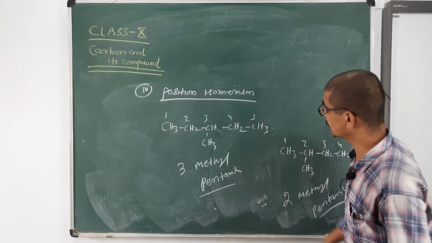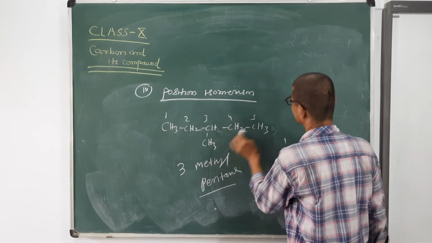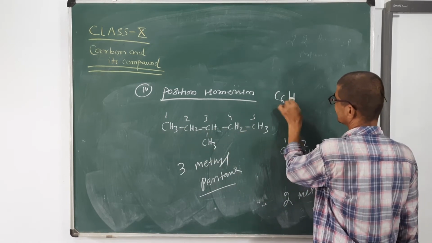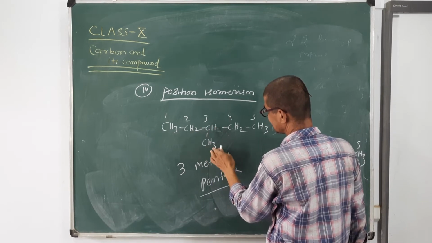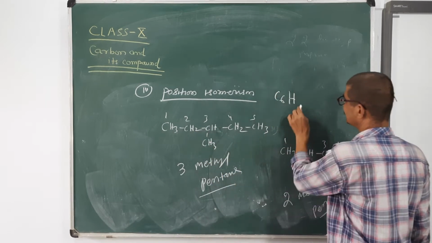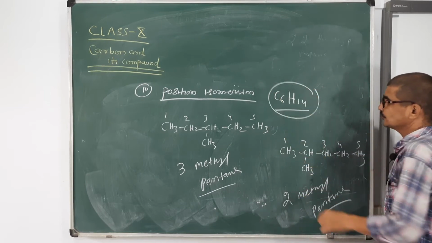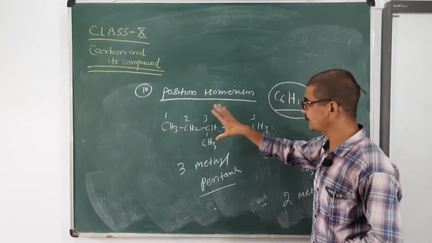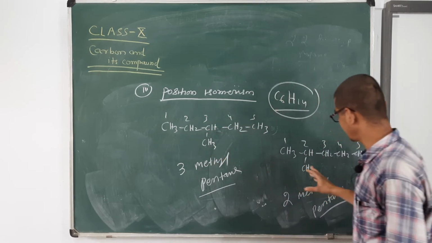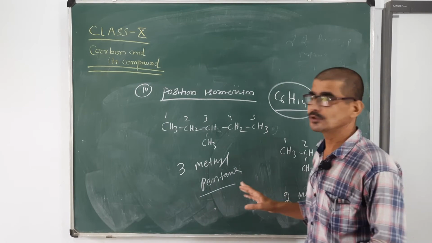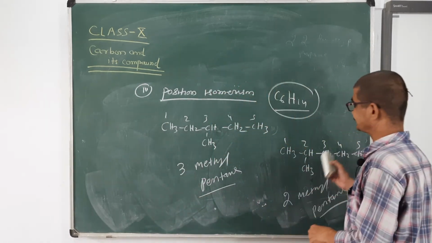Now as far as the formula is concerned, 6 carbon and 14 hydrogen. On the other side also the same formula. So same molecular formula but different position of the branch. Here the branch position is 3 but here it is 2. So this is an example of position isomerism. Now we will take another example.